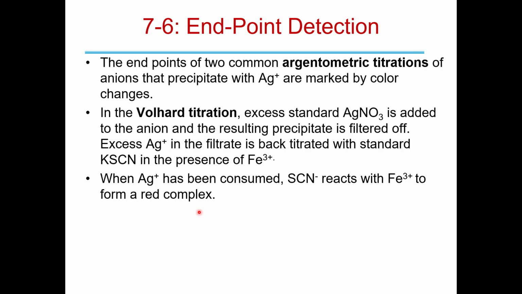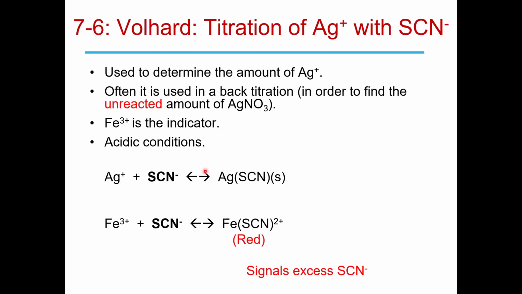And like all back titrations, this will tell us the moles of silver that were left over from our reaction. And if we know how much we added initially, the difference between those will tell us how much reacted with our analyte anion. Okay, so that's the Volhard method. So again, here's how that works. It's used in a back titration.